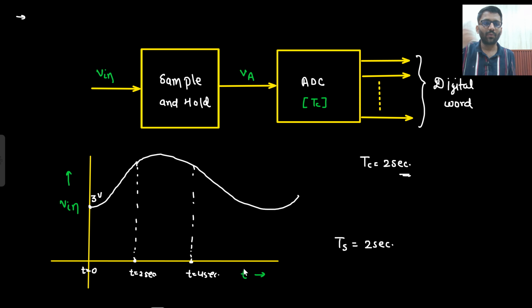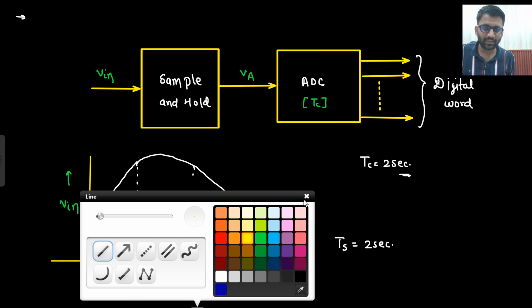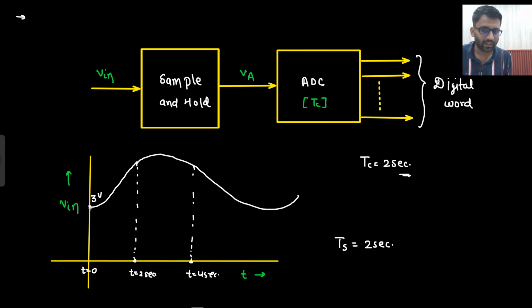What do you mean by sample and hold? That means I have clicked this picture at t equals 0 second. So if my sampling time is 2 seconds, that means this picture will remain there till 2 seconds. So at t equals 0, I got 3 volts. So that will be remaining till the next sample. Now next sample I am calculating at 2 seconds. So let's just say this sample was 5 volt. So this 5 volt will remain there till the next sample.